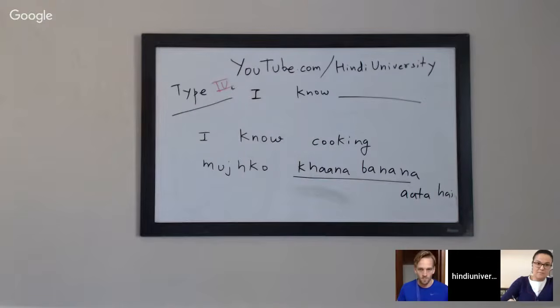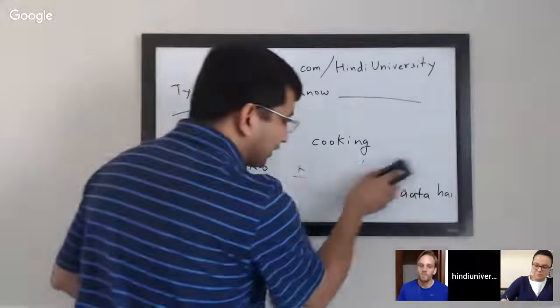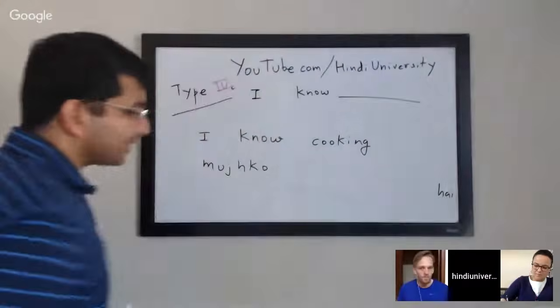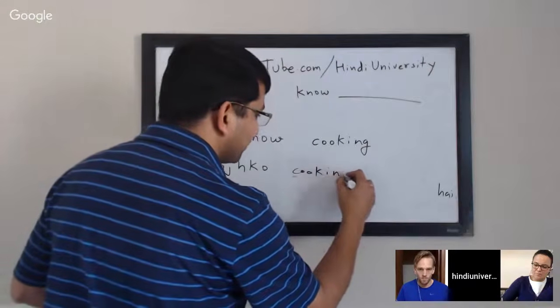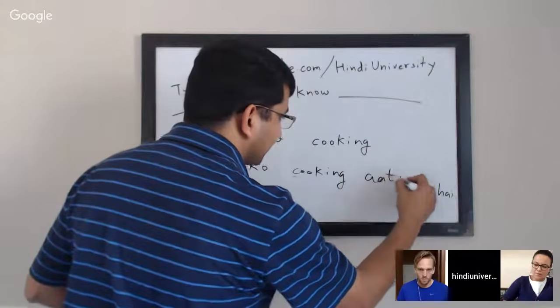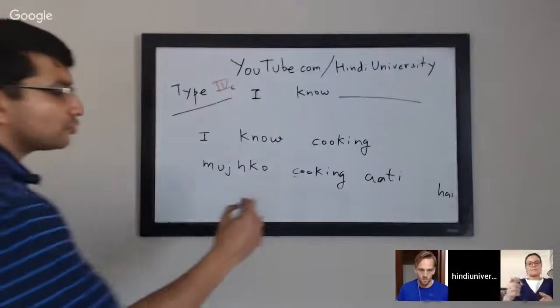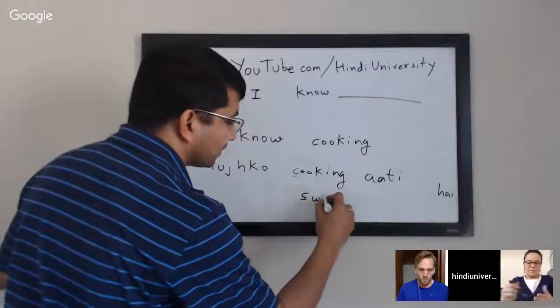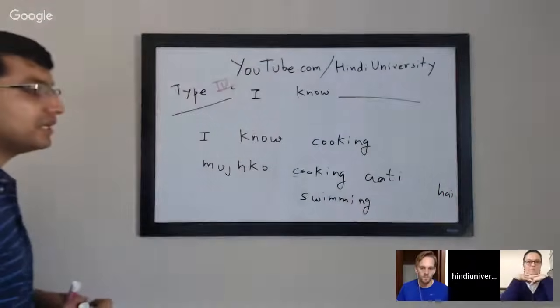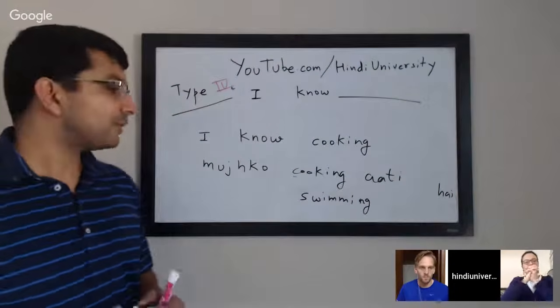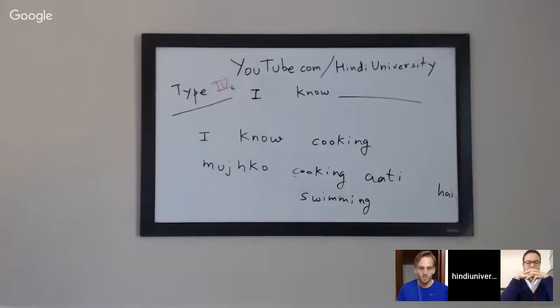Okay, because in this case, खाना बनाना is masculine singular. That's why it's आता. However, it gets confusing if you're using it for cooking. So you can say in that case मुझे cooking आती है. Similarly, मुझे swimming आती है. I know swimming. Or like, मुझे knitting आती है. Okay. That's how you will use it.